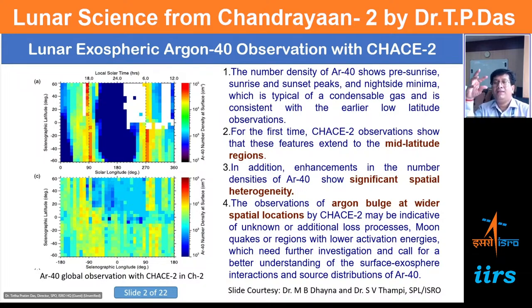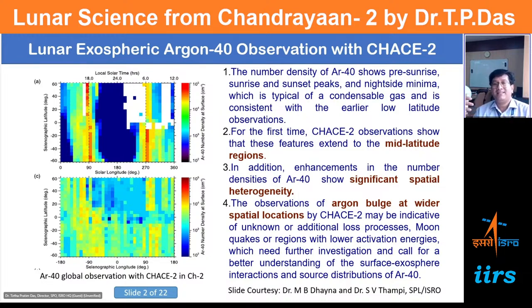In order to have something on the global scale, you need an orbiter which is a polar orbiter, right? If you have a polar orbiter, you can make use of the rotation of the orbiter and the rotation of the moon in order to cover the entire moon. And Chandrayaan-2 did the same thing. There was a mass spectrometer called CHASE-2, and it had the opportunity to see the entire globe of the moon. And that's how the entire mapping of argon 40 was done.